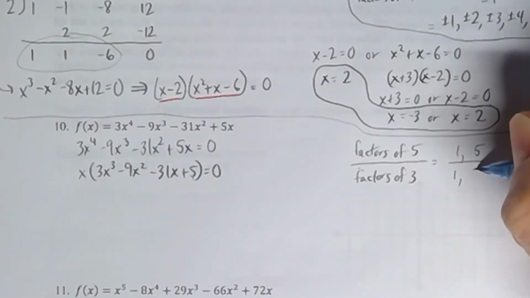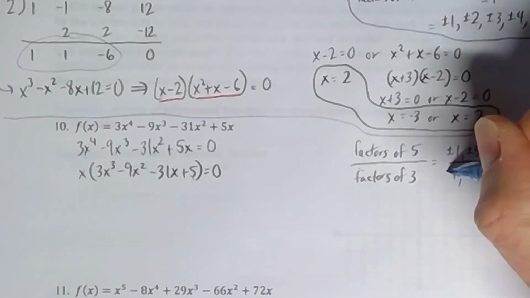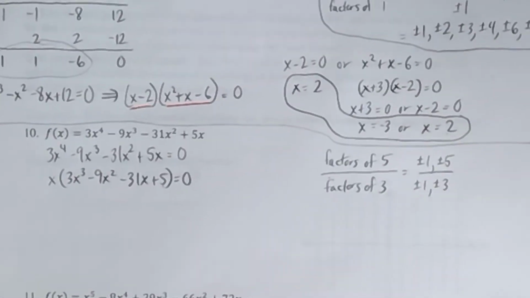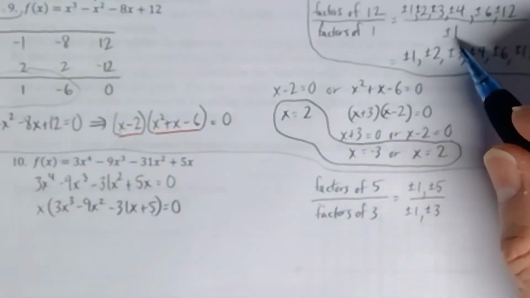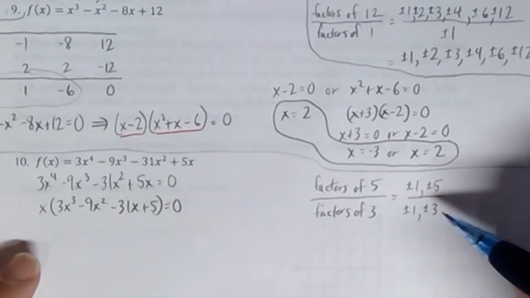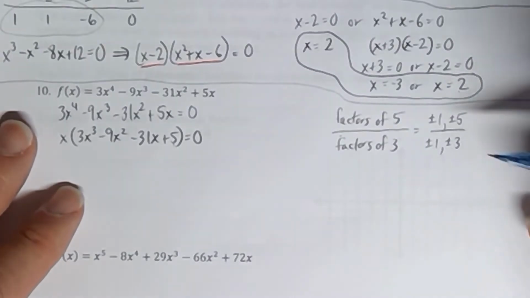It's just 1 and 3. But remember, you got to consider both positive and negative for all 4 of these numbers. So how does this come out? It's a little bit different than the last problem because we're not dividing by plus or minus 1 this time. We're dividing by plus or minus 1 and also plus or minus 3. So it creates a whole different set of possibilities.